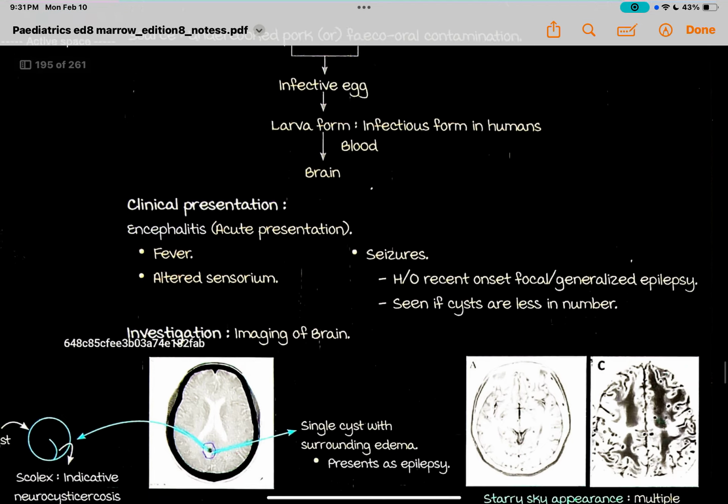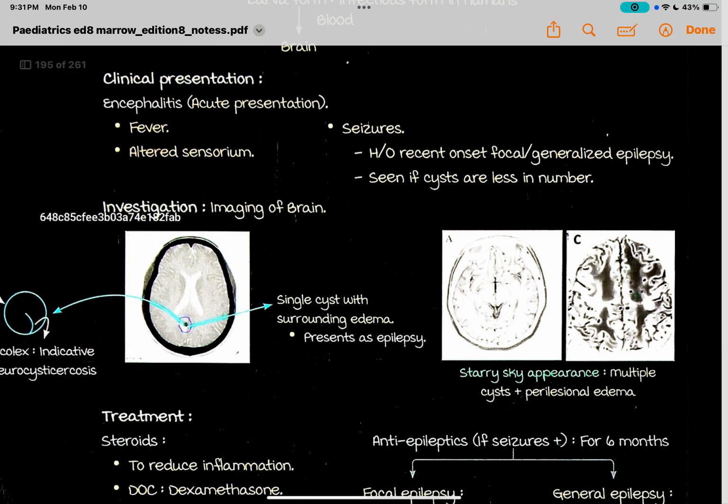Clinical presentation: encephalitis with acute presentation, fever, altered sensorium, and seizures. History of recent onset focal or generalized epilepsy is seen if cysts are less in number.